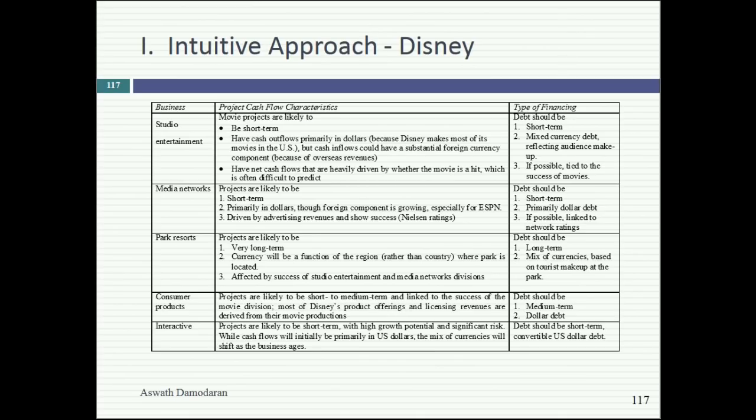If you go to the broadcasting business, typically short term, primarily in dollars, though the foreign component they're hoping will grow, and driven by advertising revenues. Or in this case, you're driven by ratings, but not bond ratings, but Nielsen ratings. If you could tie a short-term bond, primarily dollar-based, if you could tie the coupon rate or the features of the bond to how well your show does, that would work. Can't even say, who'd buy these bonds?